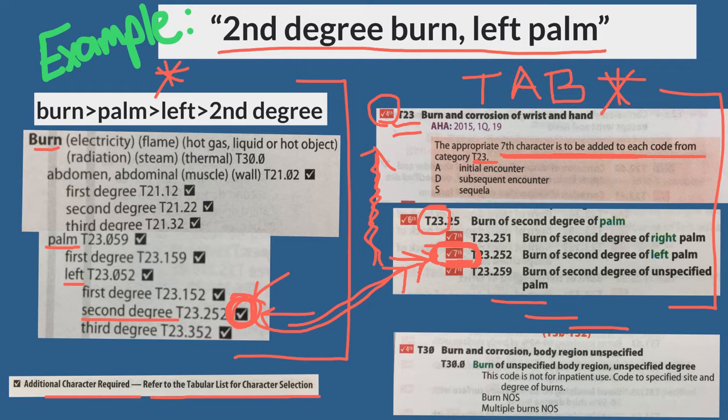So in this instance, the final code would be T23.252, and then we would pull in A as the 7th character, initial encounter. This just means this was the first trip to see the physician about this particular burn of the left palm. There was no medical documentation stating that this was a follow-up or subsequent encounter for the burn, and it does not mention the fact that the patient is being seen for a sequela or a late effect of the burn. So we can deduce that this was the initial encounter for this diagnosis.